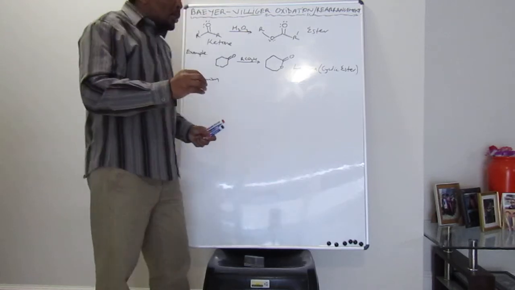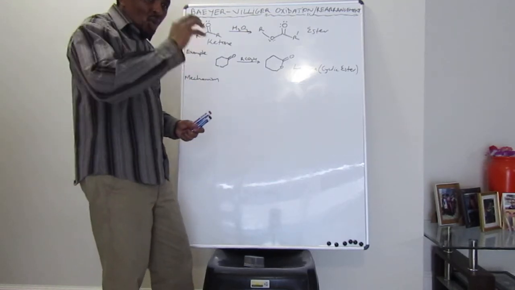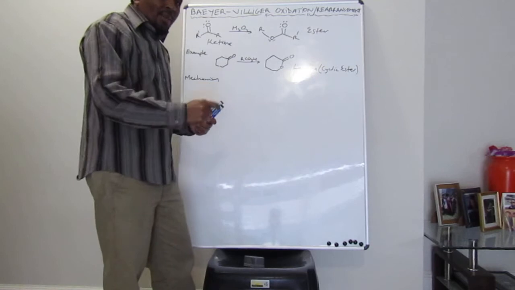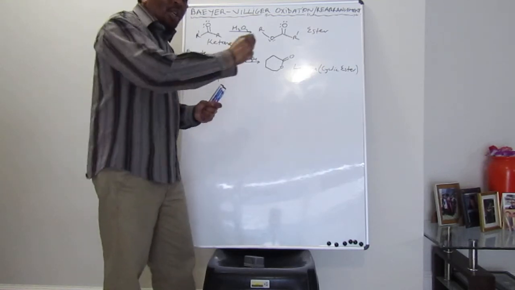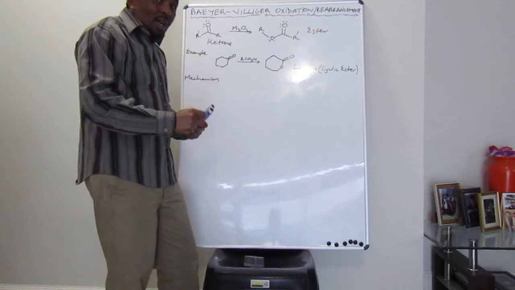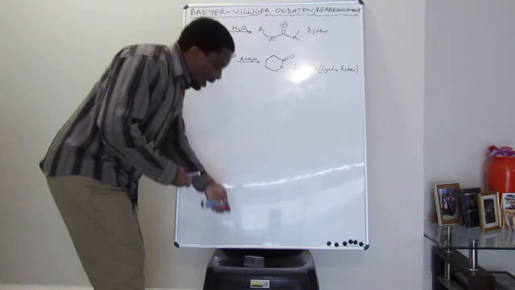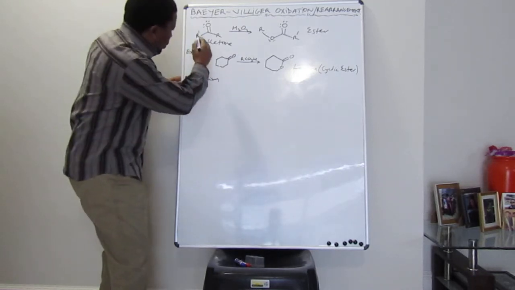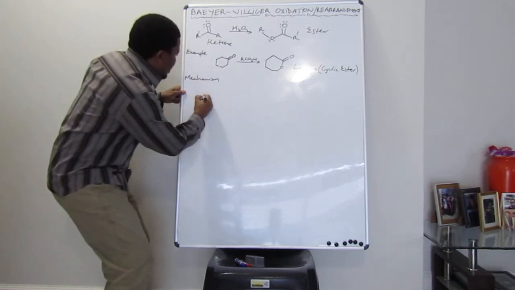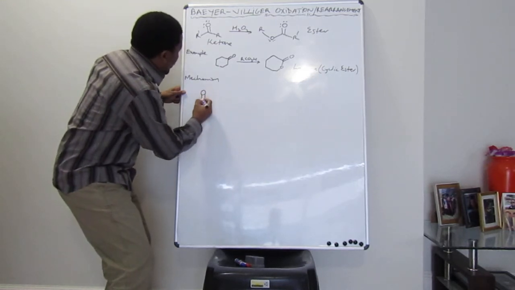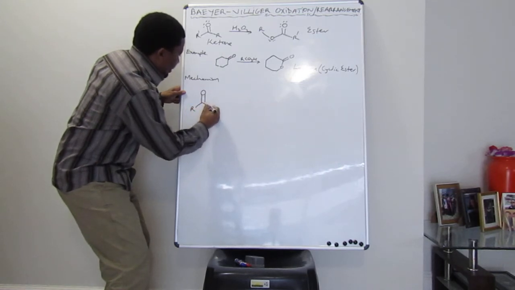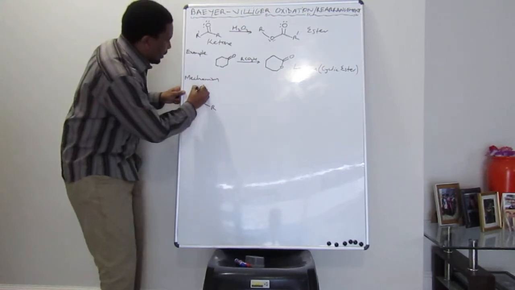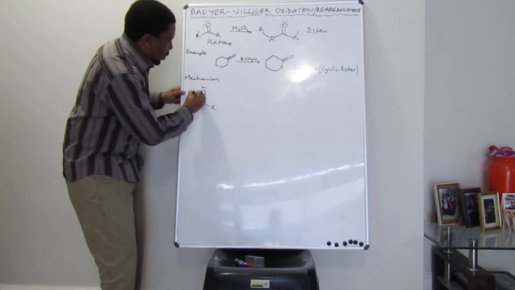The most important thing for us as organic chemists, that we always stress, is the mechanism. How does this reaction actually take place? As I've already indicated, we start off with a ketone. Let's look at the ketone. We've got R, and let's call the other R, R prime. There's a lone pair here.